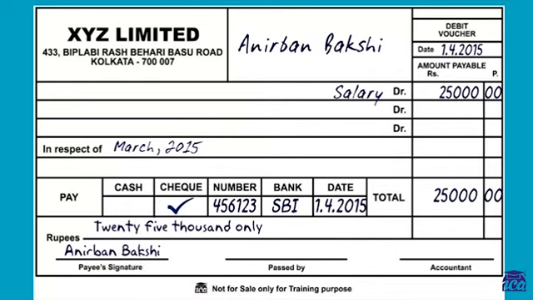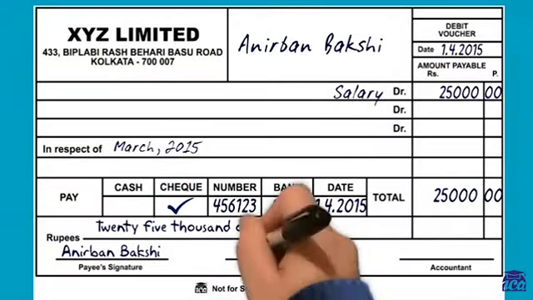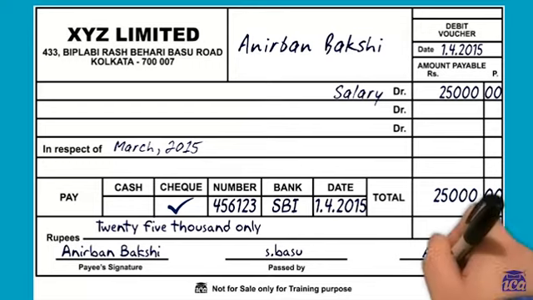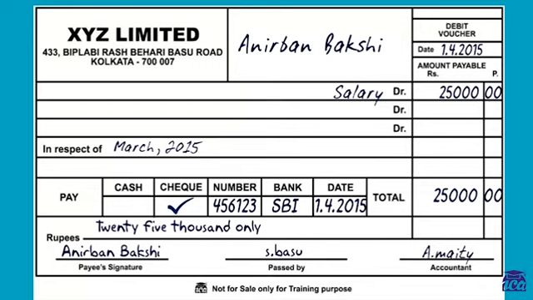And then we have the payee's signature. Payee here is the receiver. So, Anirban Bakshi would sign in here in payee's signature. Passed by: the authority who has approved this payment will put in his signature in passed by. Then, the extreme right side has the accountant's signature. So, who has released the payment? The accountant. Here, the accountant's signature would be there.